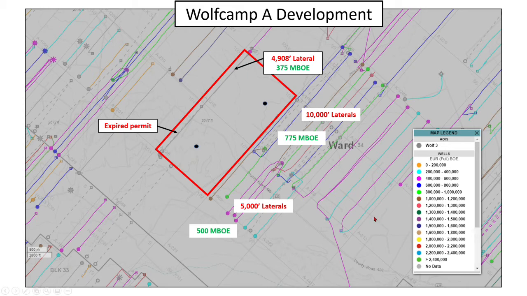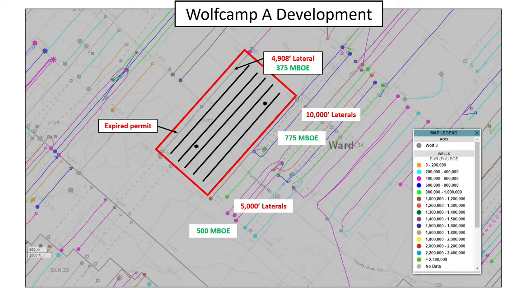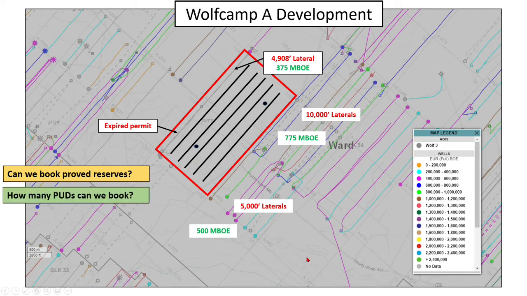So you're reviewing the area, trying to see what's the best way to develop it, and based on existing spacing from the offset wells, you say, well, in black, we could probably lay out 5 possible 10,000 foot laterals because those are the most economic. So can we book proved reserves for these wells? How many are proved PUDs? Are some of them probable?